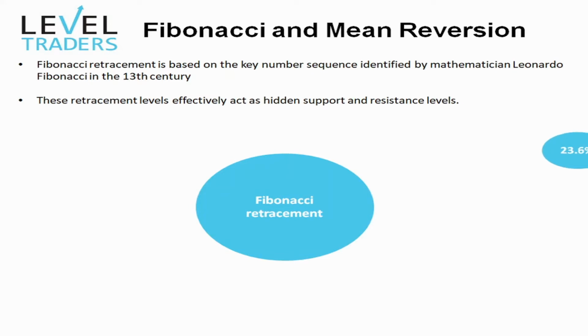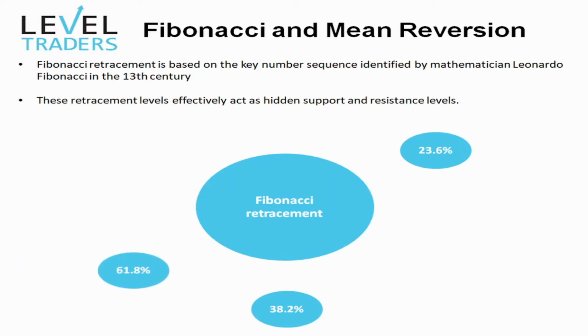These are 23.6%, 38.2%, 61.8%, and then there's 50 and 100%. Now 50 and 100% is also used on the charts even though they're not actual Fibonacci retracement levels.